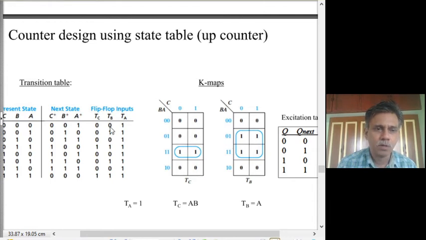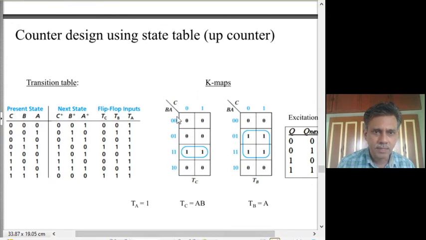The input for TB: you treat TB as a function of 3 inputs A, B, C, and use a K-map. So we have put C along this to span the horizontal axis, BA to span the vertical axis. We have put BA as 0 0, 0 1, 1 1 and 1 0. And C is 0 for this column, 1 for this column. We have done so because then it is easy to extract these values and fill in the K-map.